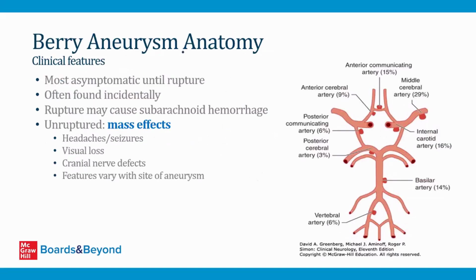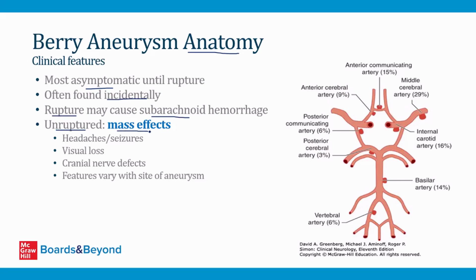Okay, so now let's talk about the anatomy of berry aneurysms, and by this I mean where in the cerebral blood vessels do these aneurysms occur. So the first thing to know is that most of these aneurysms are asymptomatic until they're ruptured. And in the modern era, we do so much imaging of the head that we often incidentally find one of these aneurysms in someone who has no symptoms whatsoever. Now, as we've already discussed, when they rupture, this can cause a subarachnoid hemorrhage, but unruptured aneurysms can sometimes also cause clinical features due to so-called mass effects.